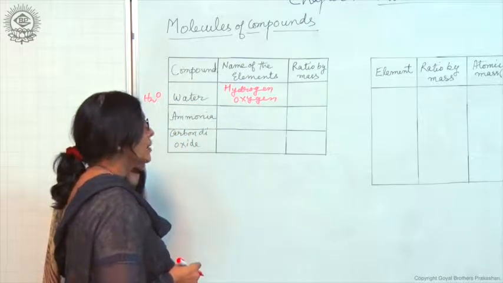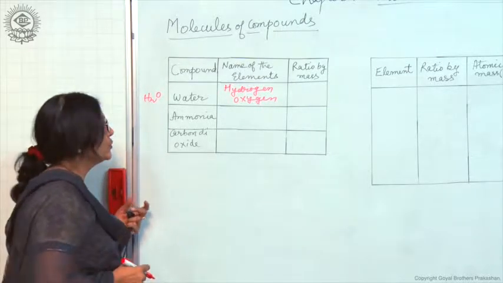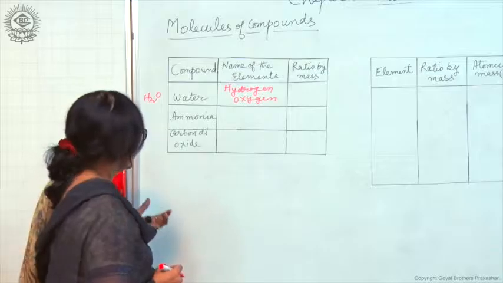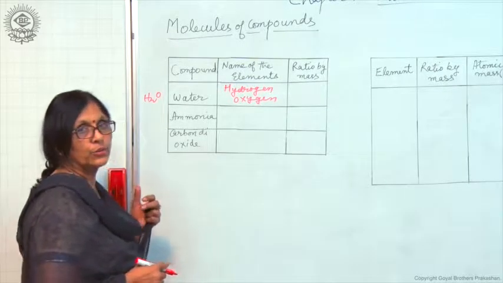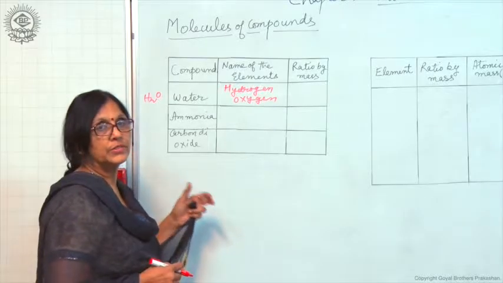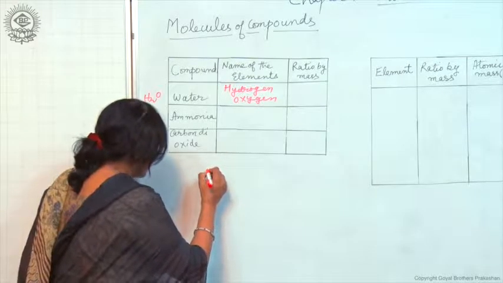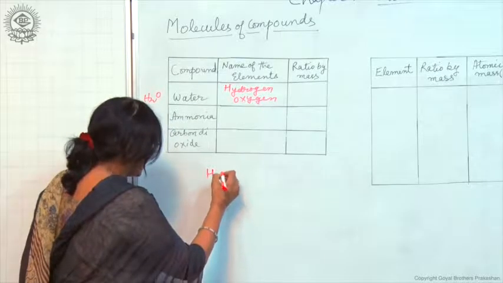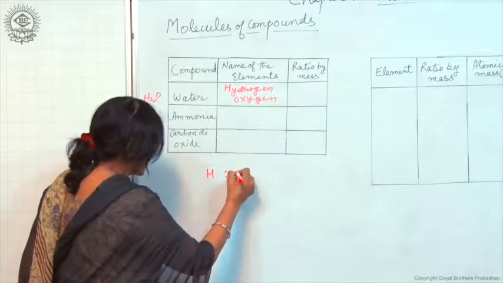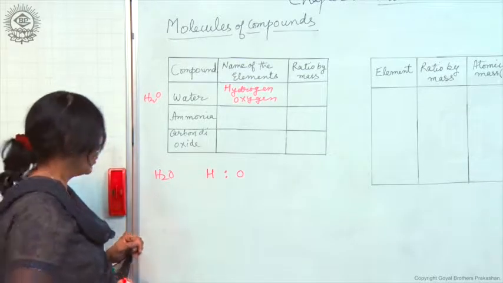Now how to find out the ratio by mass? By knowing the atomic mass of hydrogen and the atomic mass of oxygen, we can find the ratio of hydrogen to oxygen present in a water molecule. So let us write the symbols here: hydrogen, oxygen, which are present in a water molecule.